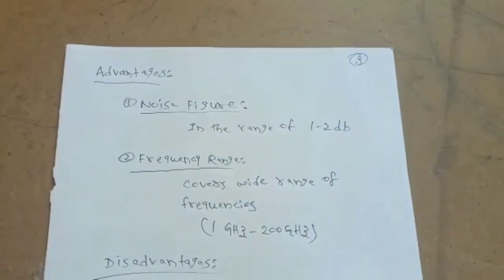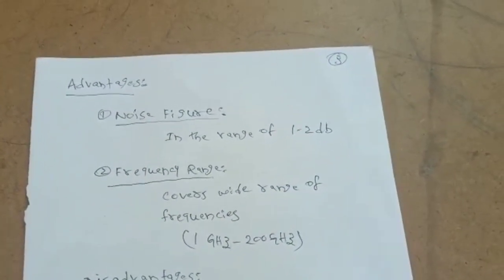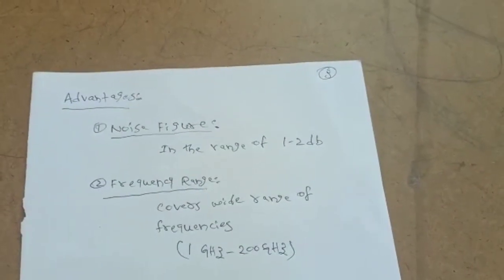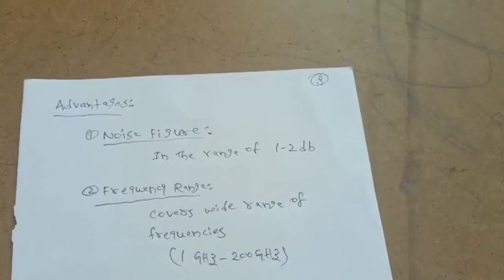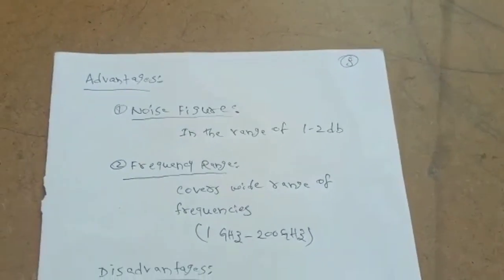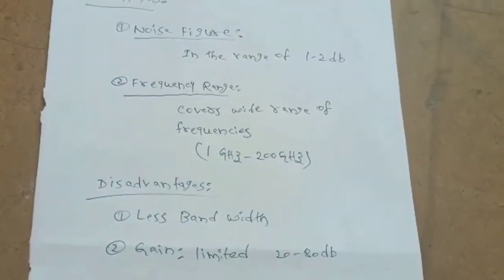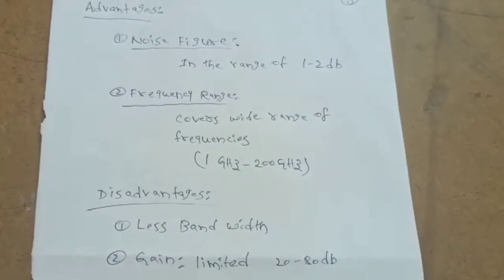Advantages. Since this parametric amplifier circuit has very little resistance, the noise figure of this circuit is in the range of only 1 to 2 decibels. This is a main advantage of the parametric amplifier. The second advantage is that this parametric amplifier covers a wide range of frequencies.